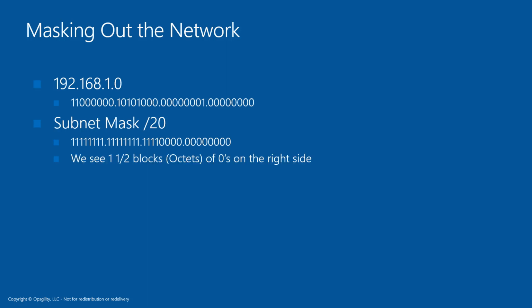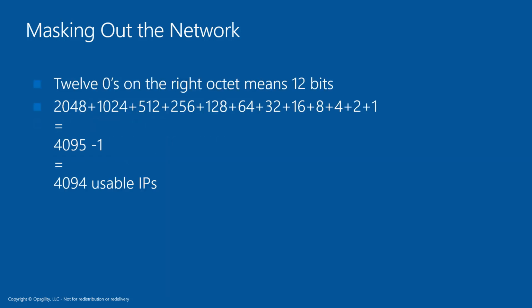1.5 blocks of octets of zeros on the right-hand side that we can use for hosts. That means 12 bits. So if we use our mask, we would add up 1 plus 2 plus 4 plus 8, and we would keep doubling all the way until we got to the 12th bit, which would be 2048. Now if we add up 2048 plus 1024 and all the other numbers, we get to 4095. And we subtract minus 1, and that's because we did this by adding up using the numbers from right to left. So we have 4094 usable IPs.